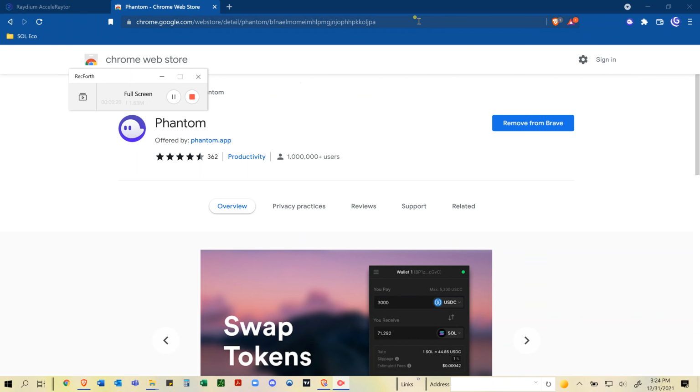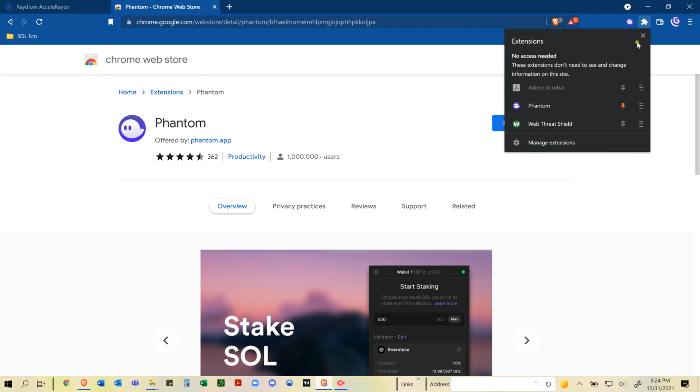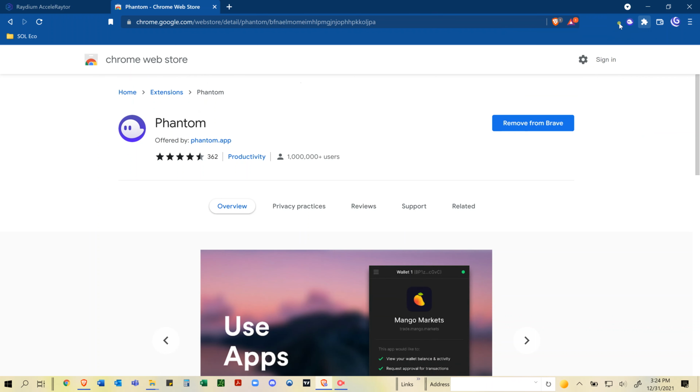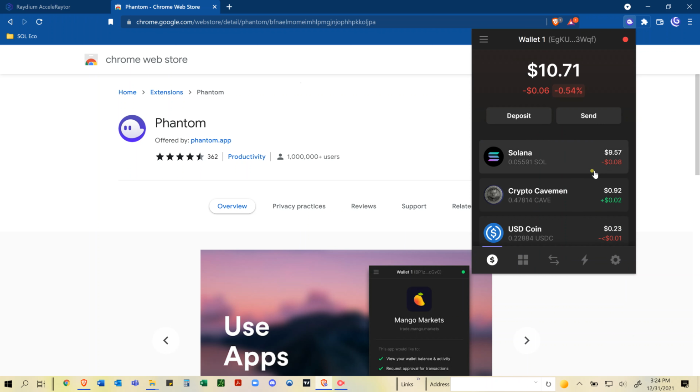First thing, you want to search the Google Chrome store for your extension. So add Phantom. I've already added it there. It'll appear up here, and just note that you do want to pin that so you can see it a lot easier. So I'm going to click that. When you set it up, you will have to set up a password. Make sure and remember that, and also save your phrase, obviously.